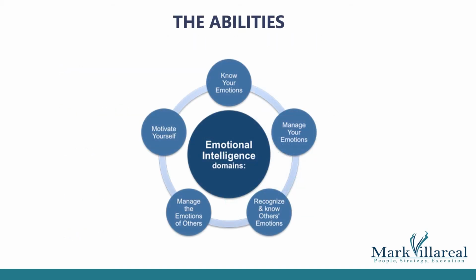The ability of those 5 components are as follows. 1 is know your own emotions. 2 is the ability to manage your emotions. 3 is recognize and know others' emotions. 4 is manage the emotions of others, so the ability that you understand their emotions, but you have the skill set to manage their emotions. And number 5 is to motivate yourself. That's the emotional intelligence domains.